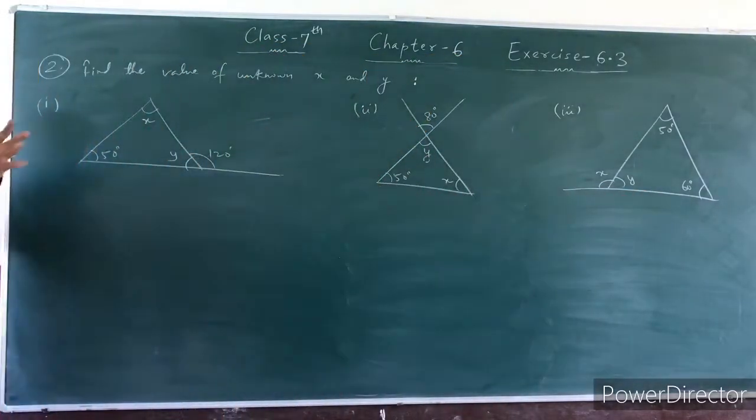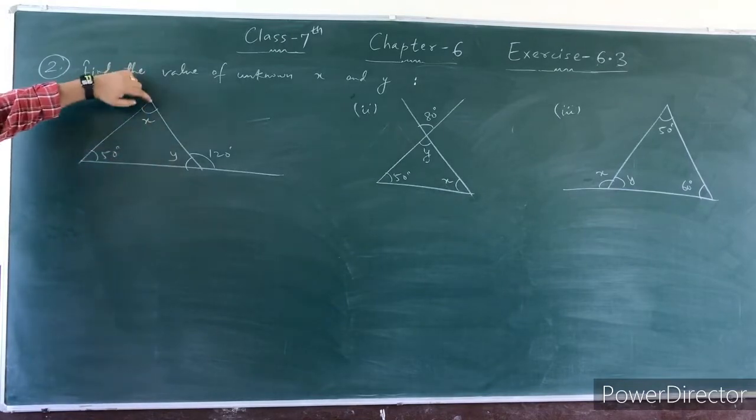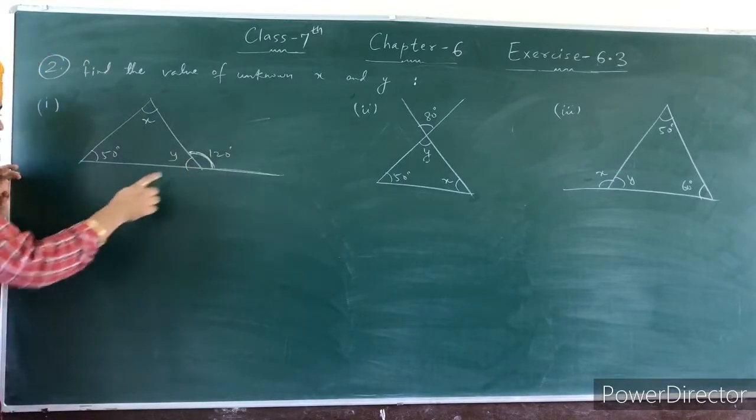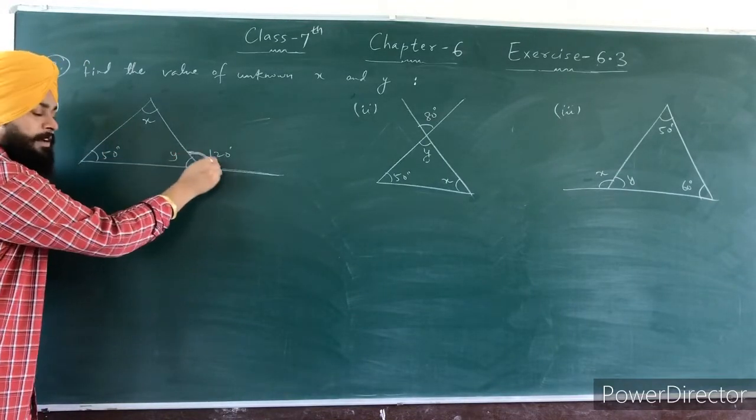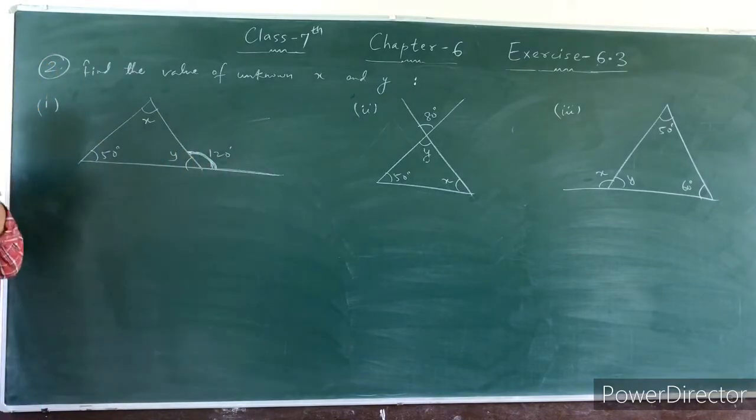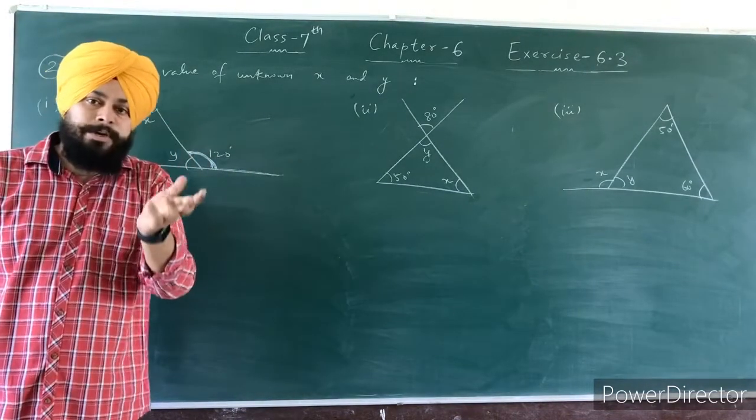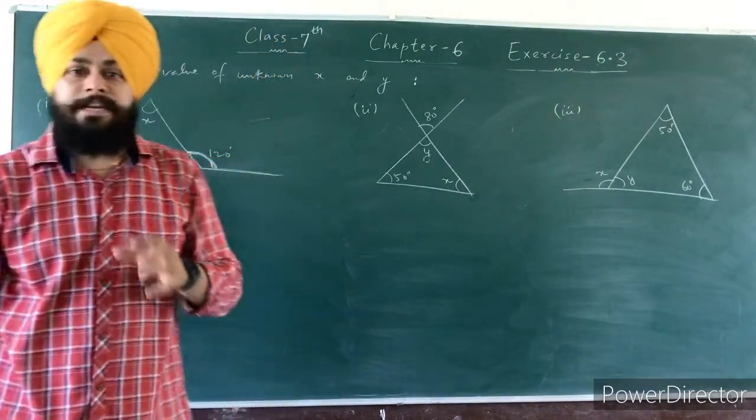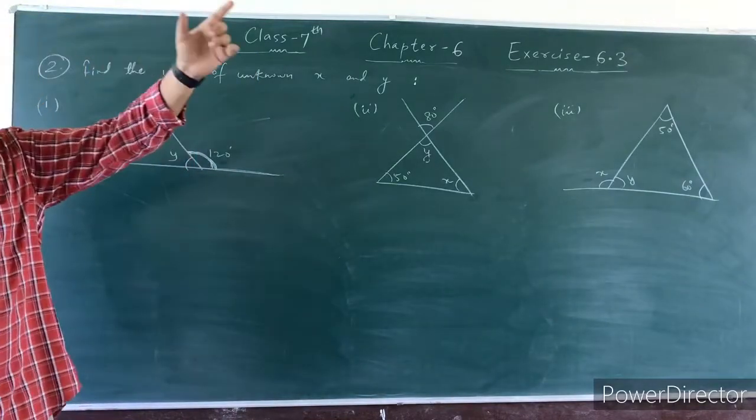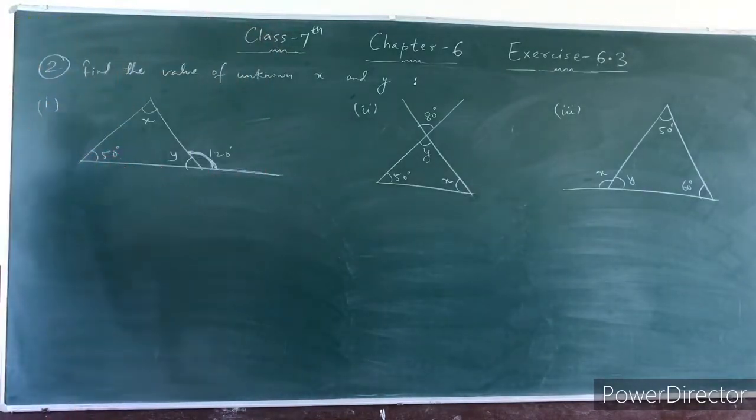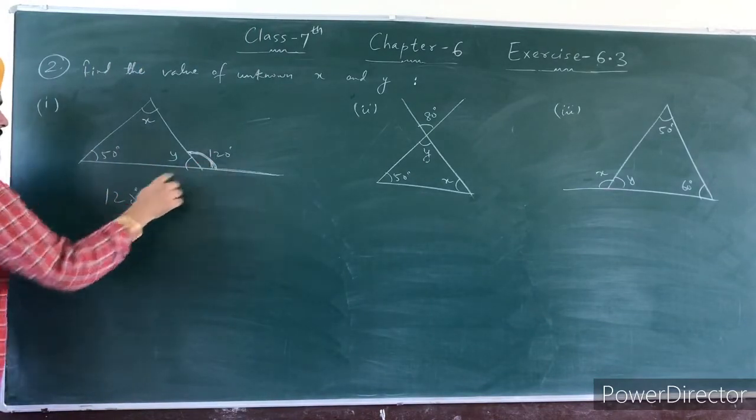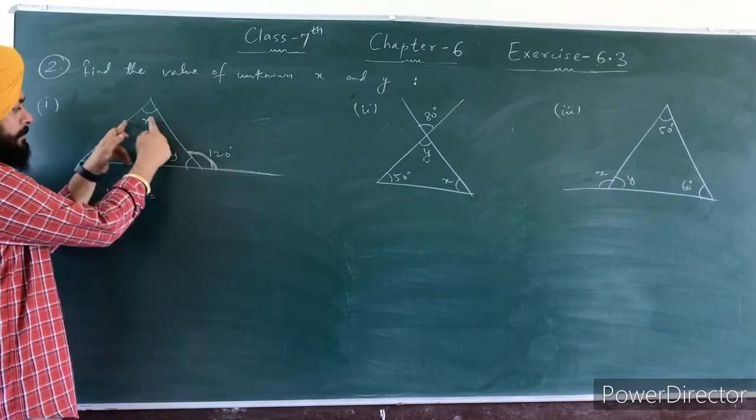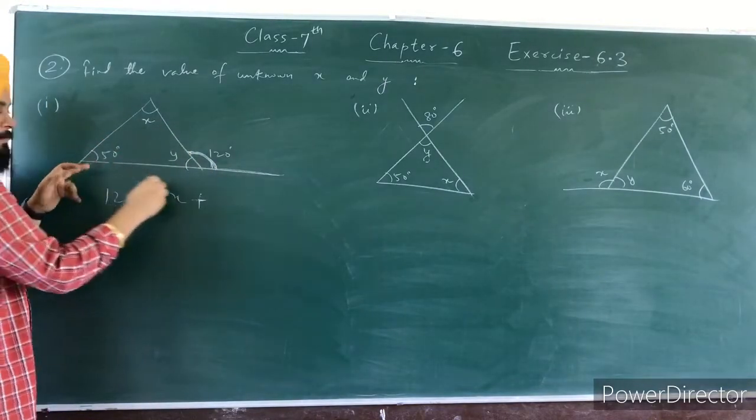Alright. So in the first figure, you can see this is a triangle and this one is our exterior angle. This is the exterior angle to this triangle and its measure is 120 degrees. See, the property already given in exercise 6.2: the exterior angle is always equal to the sum of the interior opposite angles. So you can write here 120 degrees is equal to which two angles? The angles opposite to this exterior angle are the first one, this x, and the second one, this 50.